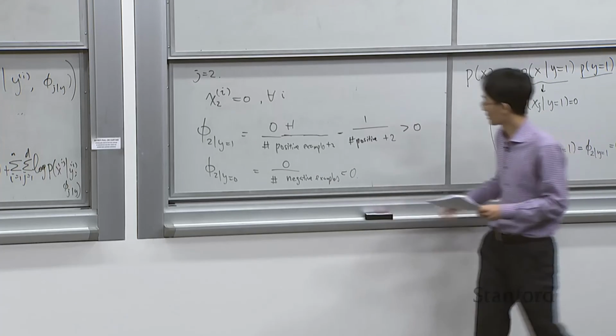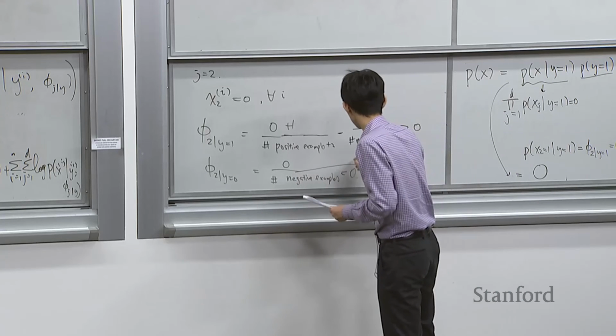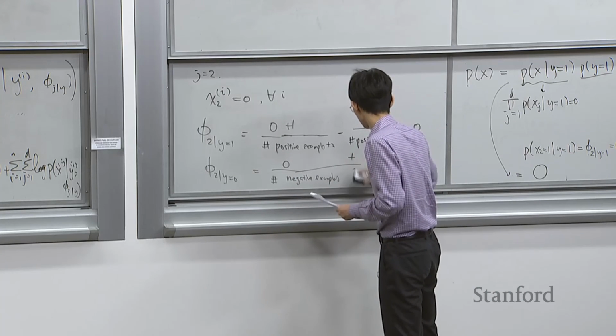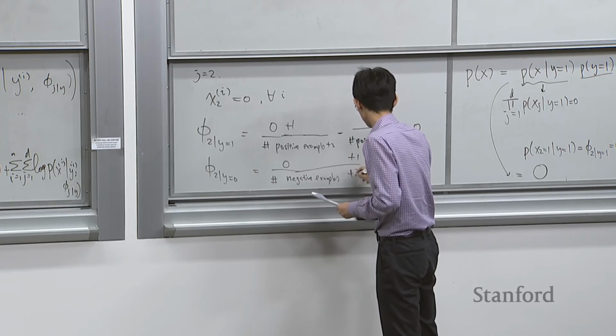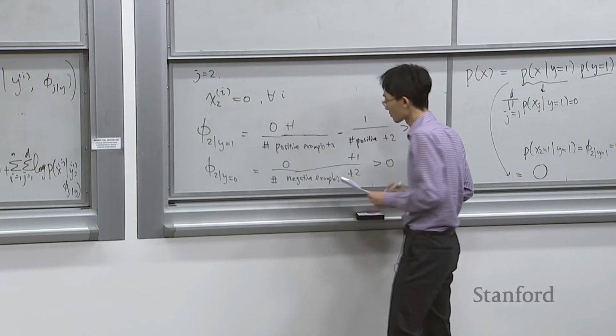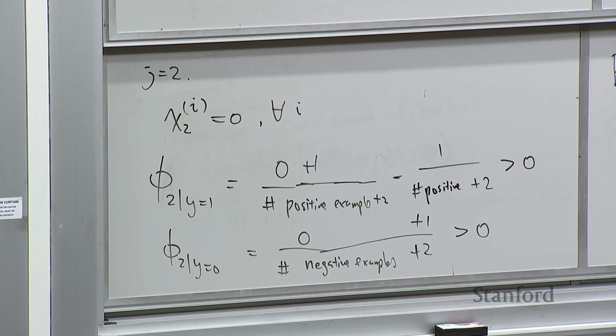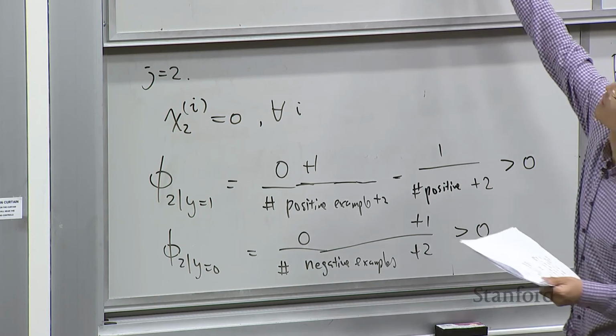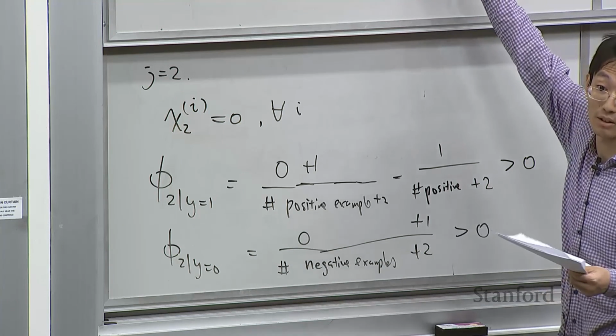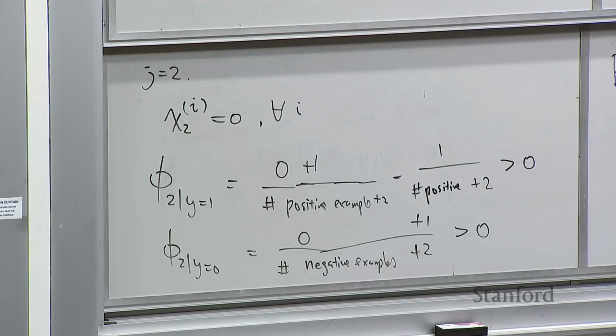And the same thing for this, right? So you're going to get plus 1 over this plus 2, and this is bigger than 0. So if both of these are bigger than 0, then when you evaluate this formula, you are not going to get 0. So your p of x will be some positive number. So then you can get a number for p of y given x.